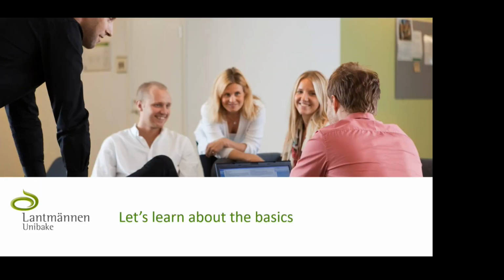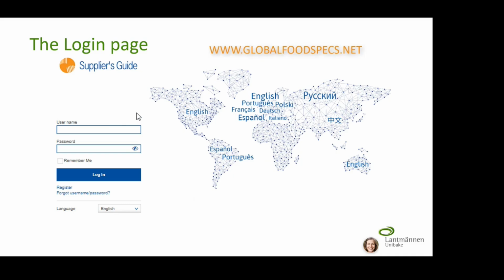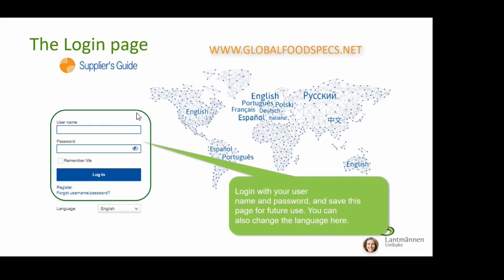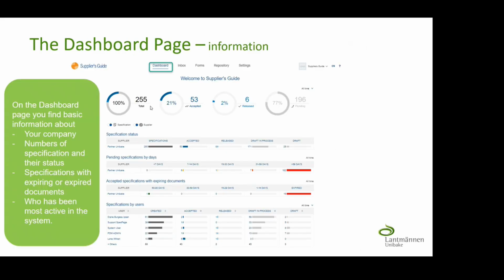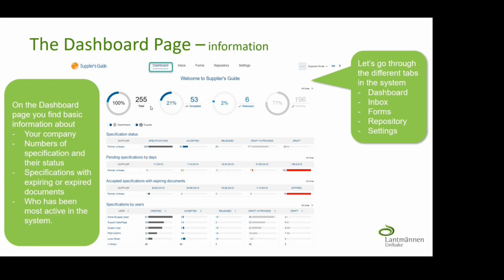Let's go into the system and learn about the basics. After the registration is complete, you can enter the start page of the Supplier's Guide. Use the world map or selection list to select a user language. Unibake have the system in English, Polish and Russian. After login, you enter the start page of the Supplier's Guide. Let's go through some of the different tabs in the system, starting with the dashboard.